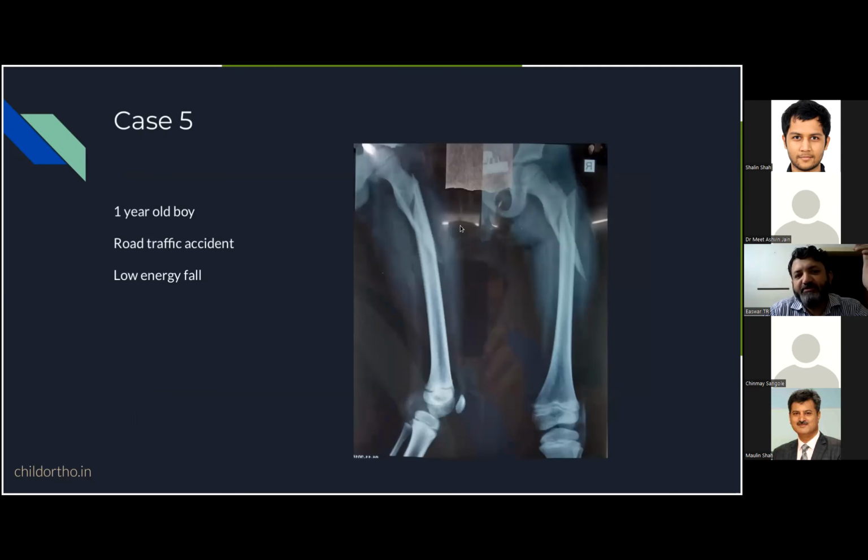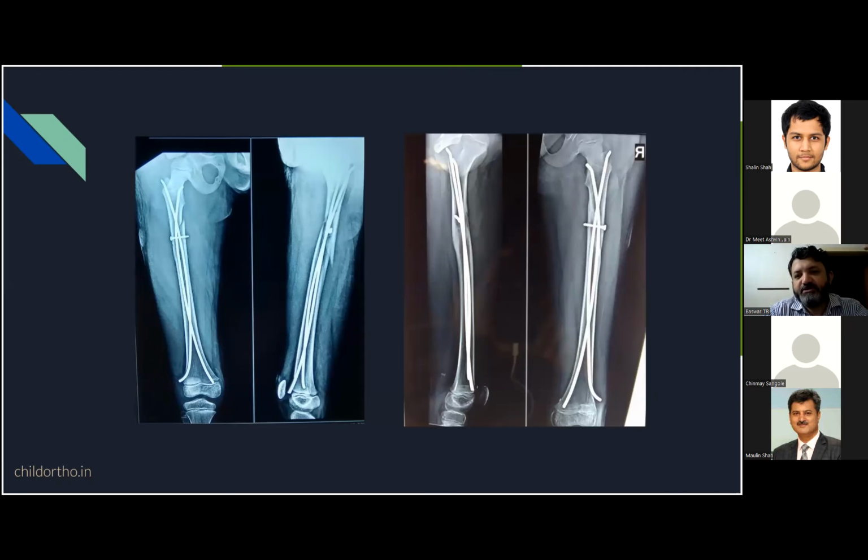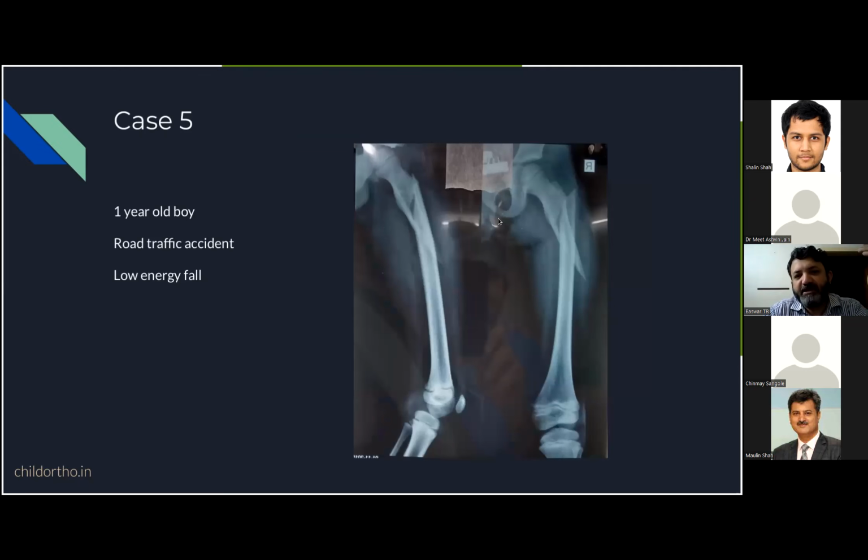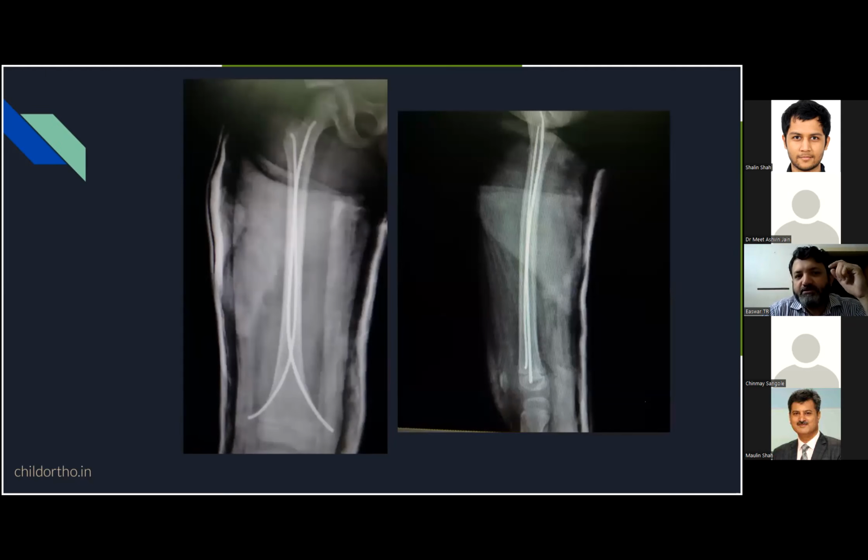So again, a very similar fracture. We are just trying to see how differently this can be managed. Again, a very similar fracture pattern, probably with a little bit more proximal extension. This was sustained in a road traffic accident, a low energy one actually, just a fall from a two-wheeler. So again, we used TENS, and you can see the quality of reduction here.